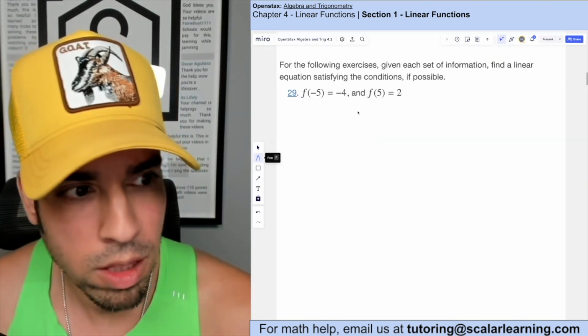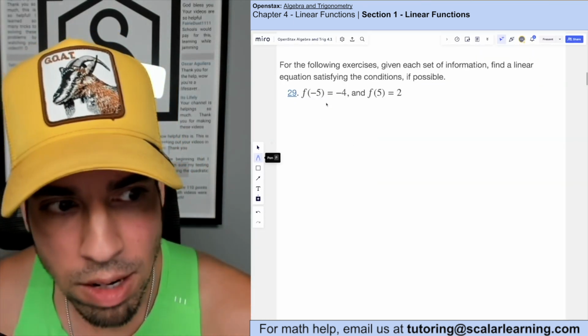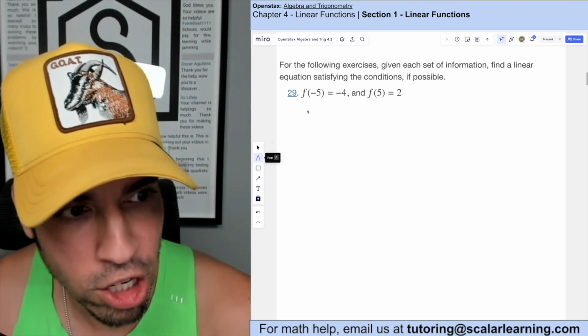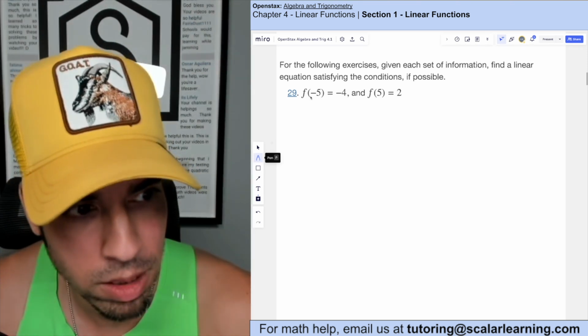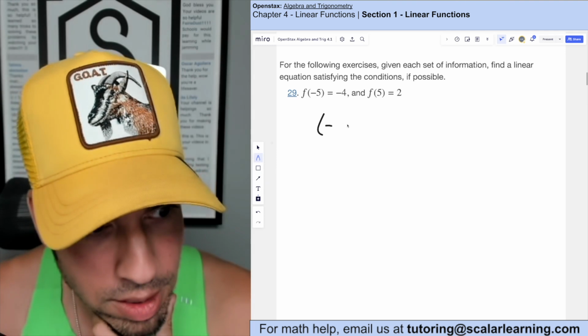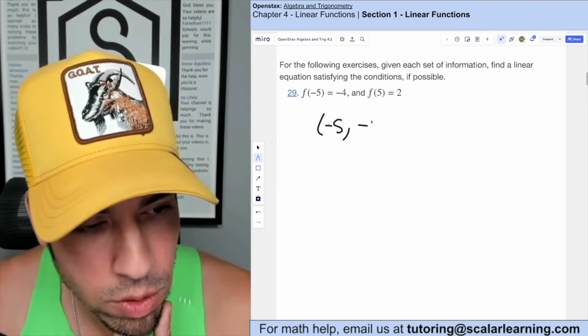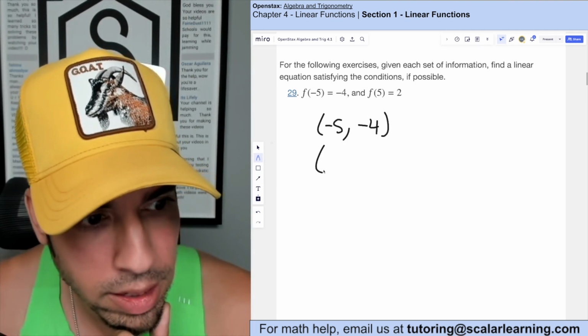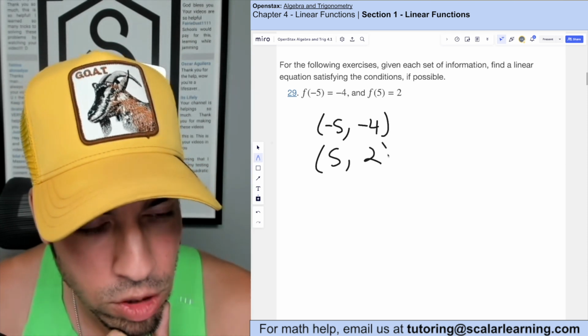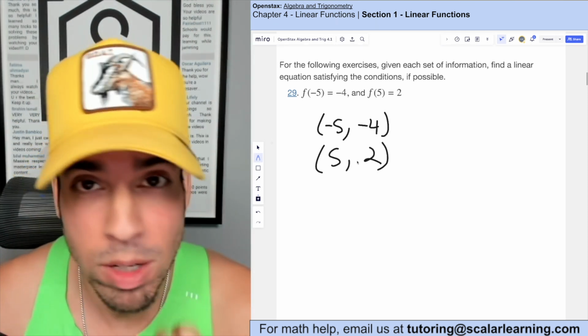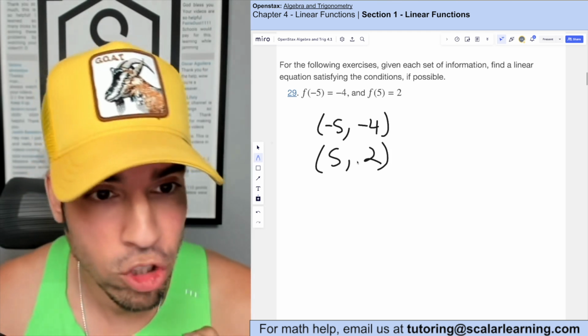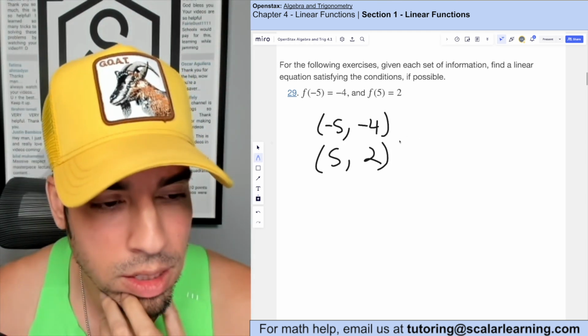So to come up with the linear equation here, what we have to decipher is the function notation that's presented here. What this really means is when x is negative 5, the function value is negative 4. When x is 5, the function value is 2. Now you can see we have two coordinates. And from this, we can generate the slope as well as the equation of the line.